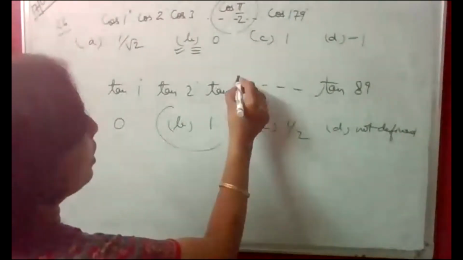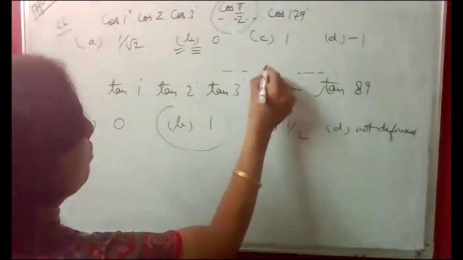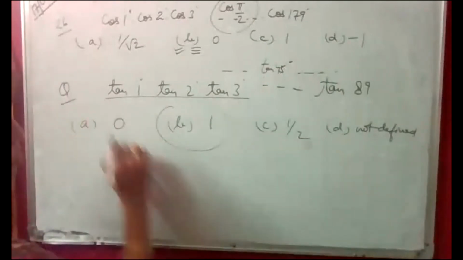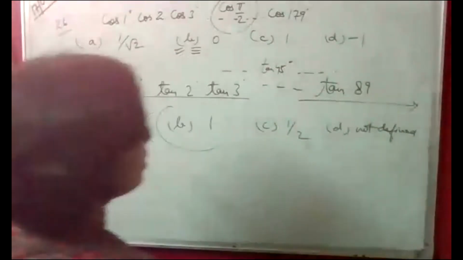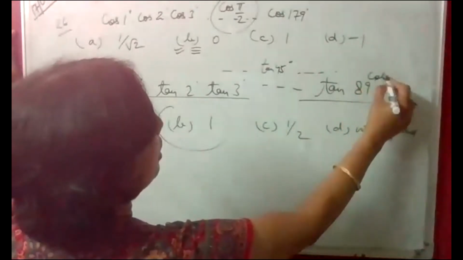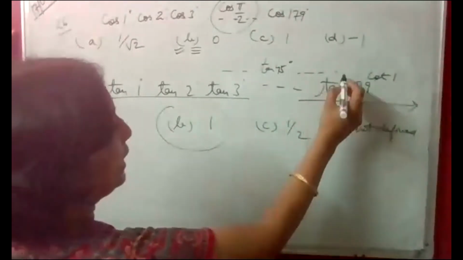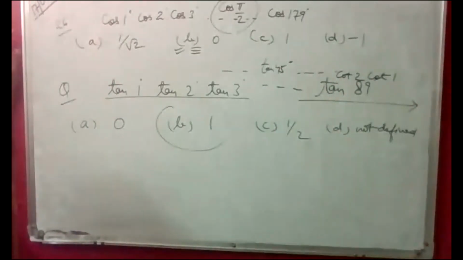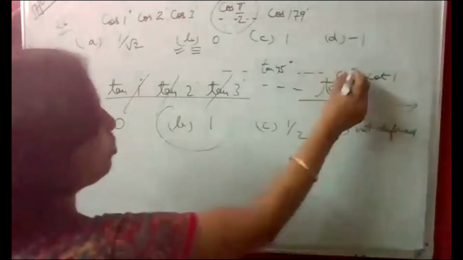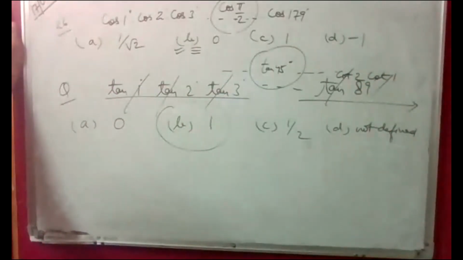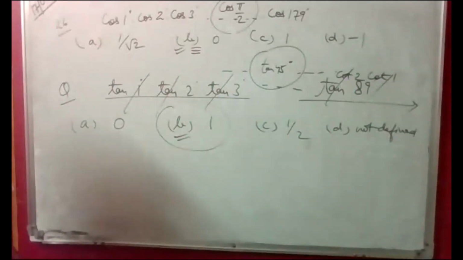Very good. So here we will have some terms, here we'll have some terms, and in between we have tan 45 degree. All the terms on the left hand side and all the terms on the right hand side will cancel out. Why? Because tan 89 can be written as cot 1, then tan 88 can be written as cot 2. So this is how all these terms will cancel out and we are only left with tan 45, which is equal to 1. Very good.